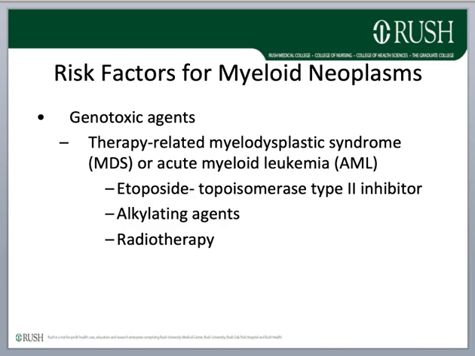Okay, as I promised, one of the risk factors for myeloid neoplasms is the administration of genotoxic agents. These patients can develop therapy-related myelodysplastic syndrome and/or AML. Some of the agents at highest risk as a side effect for developing myeloid neoplasms are etoposide, topoisomerase II (type 2) inhibitors, alkylating agents, and finally radiotherapy. All of these have in common that they cause breaks in the DNA.